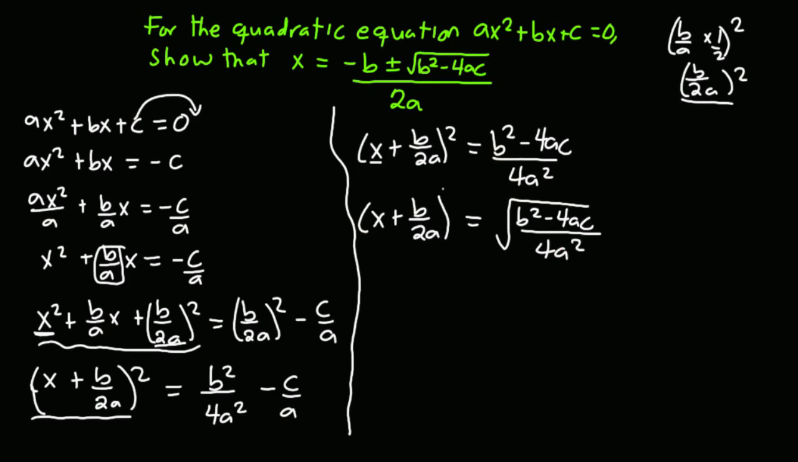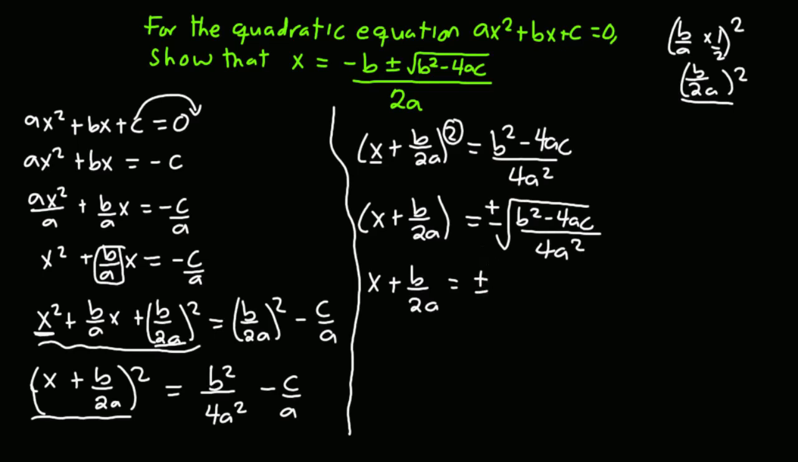But you agree with me that because the highest exponent of this is 2, we should definitely get two values, which will be positive or negative. So having done that, we can make x the subject. But before that, let's simplify what you have at the right hand side. So we have x + b/2a will give us plus or minus.